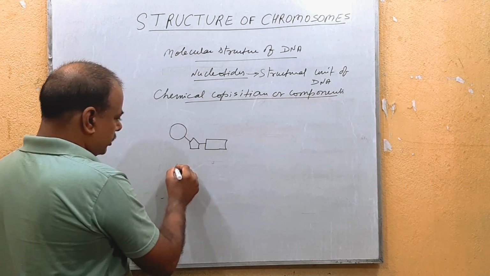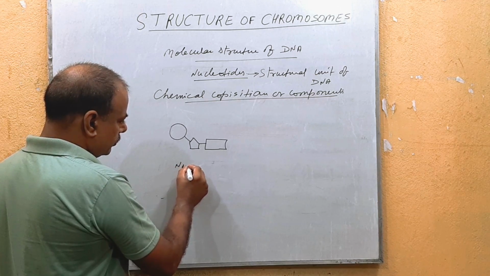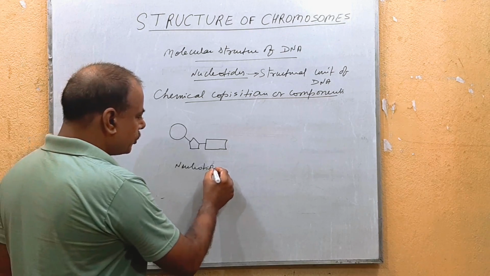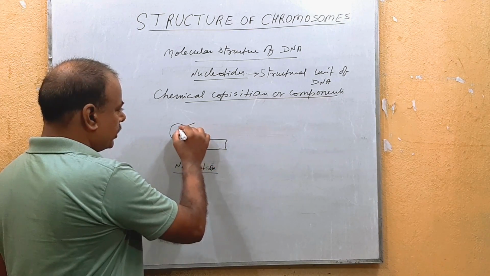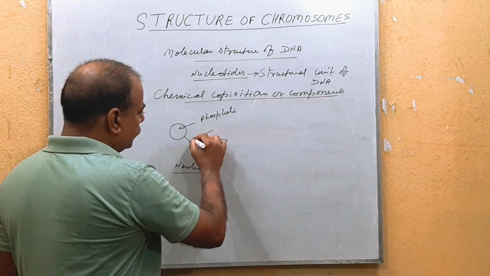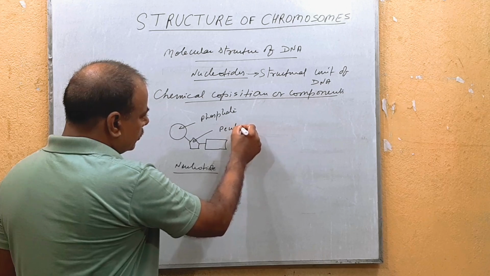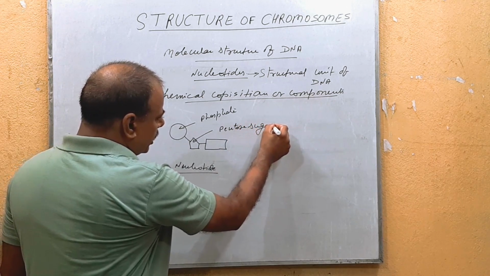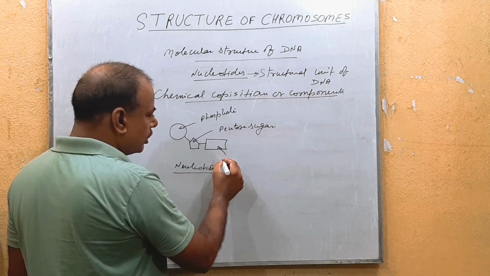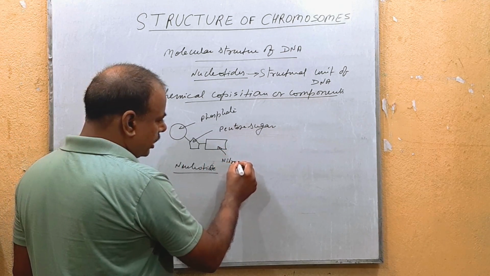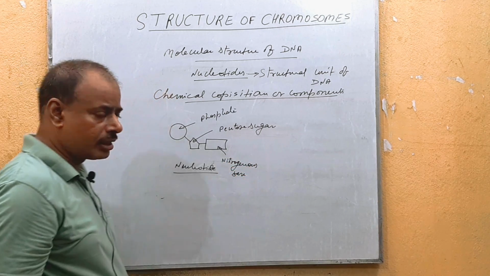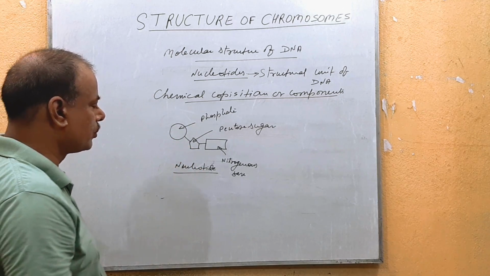It is a nucleotide. A nucleotide contains three structures. Number one, phosphate. Number two, pentose sugar, you can simply call it sugar. And number three, nitrogenous base. So these are the three components of a single nucleotide.